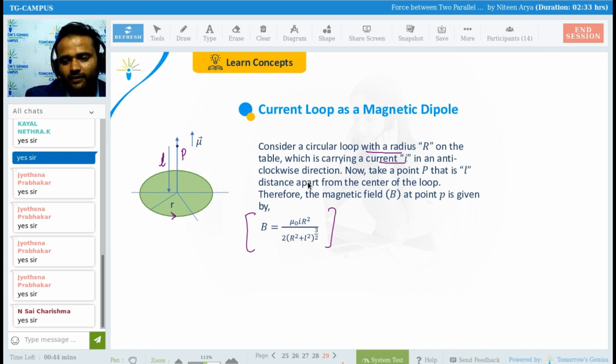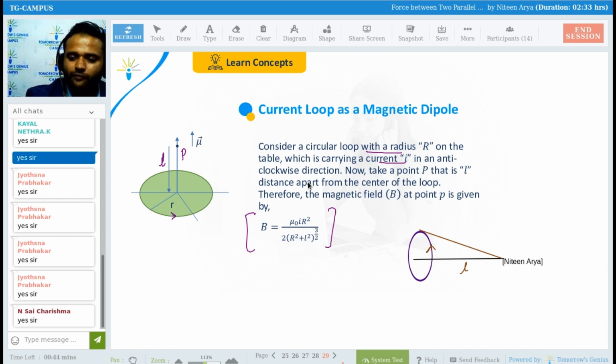This is your current carrying loop of radius R. And if I need to find the magnetic field for this on this axis, the x-axis, which is, you can say, L distance away from that. Suppose now the current is anti-clockwise, so we treat this particular point. Just give me a minute.